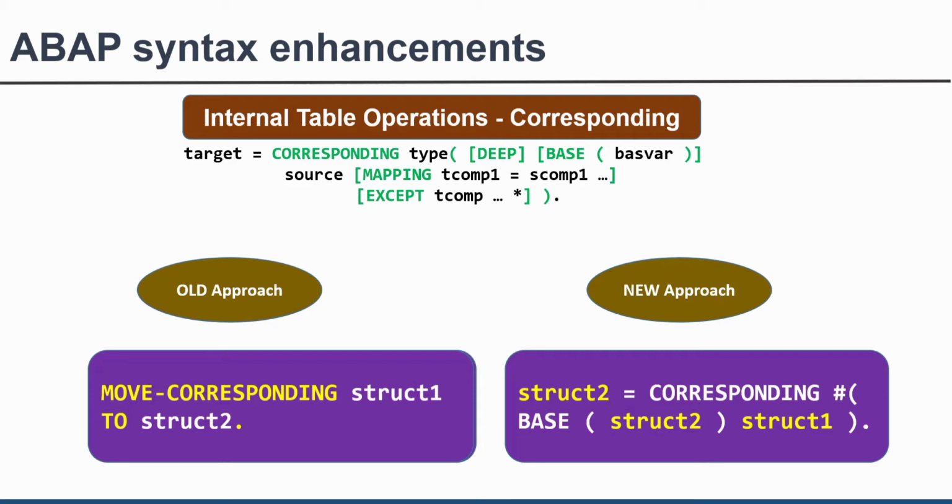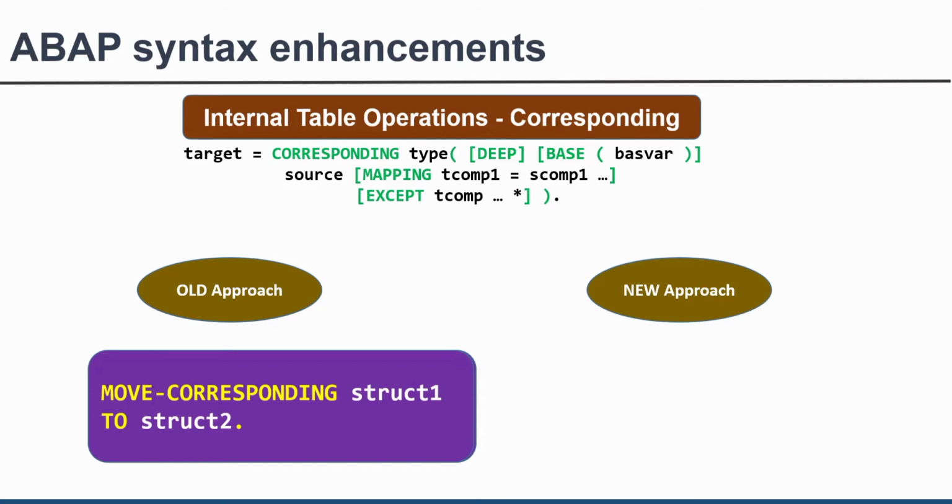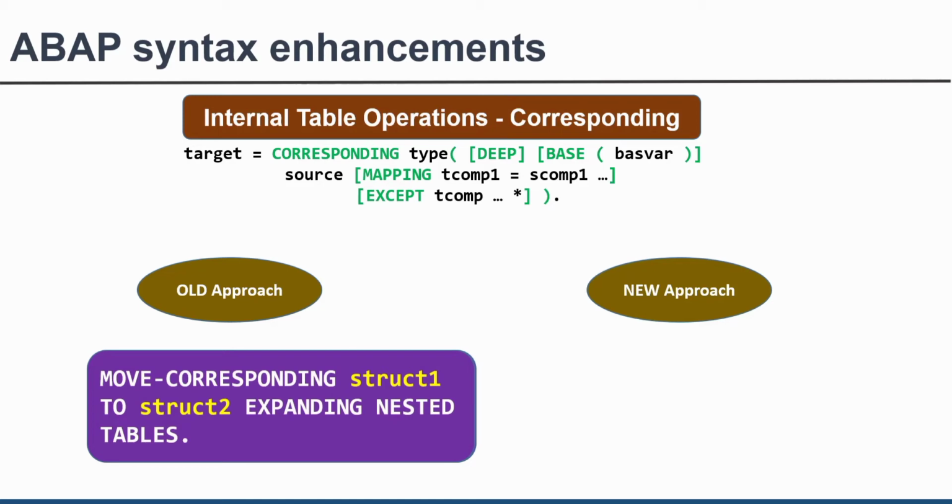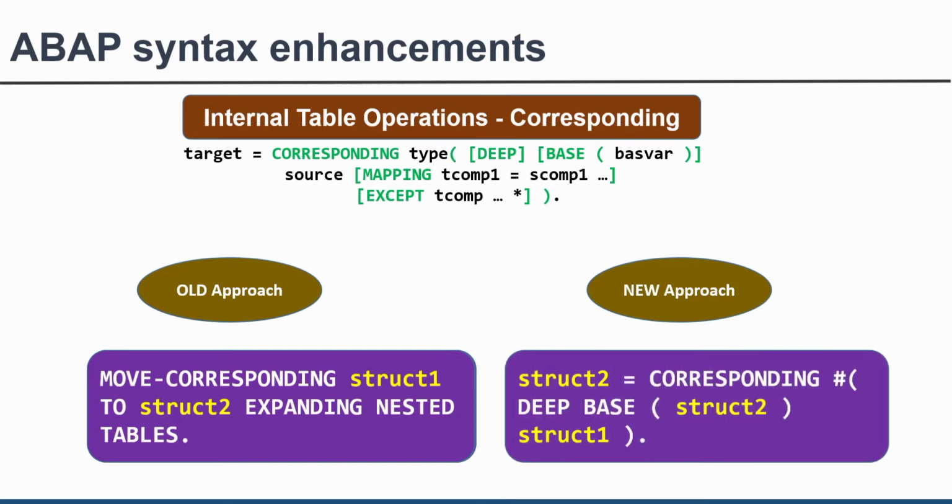Here, the structures are having only one layer, that is, it's not nested. In the case of nested structures, with the old way, you write a statement like this: move-corresponding structure 1 to structure 2 using expanding nested tables. But with the new way, using the corresponding operator, you write the statement like this.